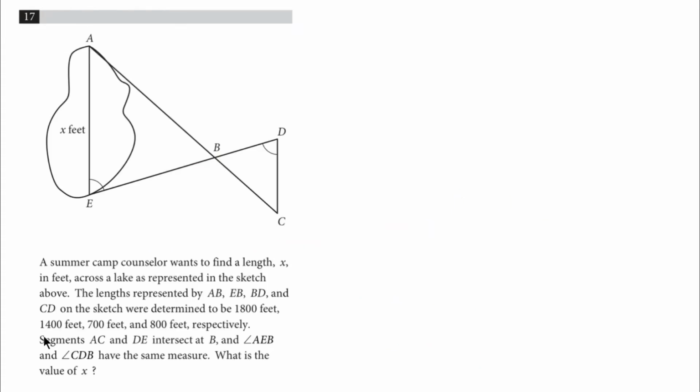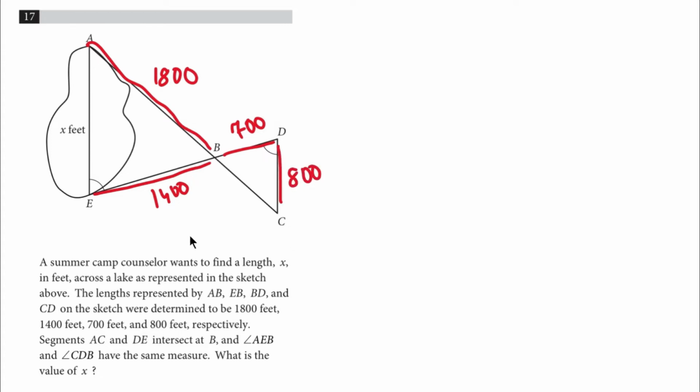Now let's move to the next one. This question is related to similar triangles. In my course, you will be able to find everything you need to know about similar triangles and proportions. Let's quickly go over it. They gave us the lengths. The length of AB is 1,800 feet. So right here we got 1,800. Length of segment EB is 1,400 feet. So here we got 1,400. Length of segment BD is equal to 700. So here we got 700. And of course, length of segment CD is 800. So right here we got 800.